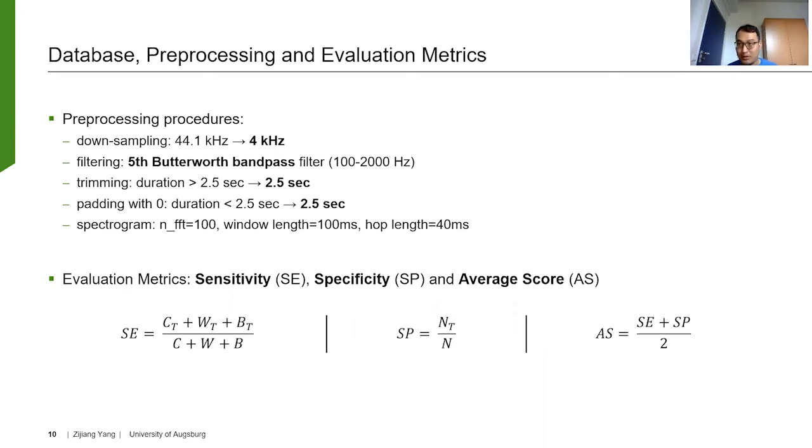The feature we used is the spectrogram. For the spectrogram extraction, the number of FFT points is set to 100, the window length is 100 milliseconds, and the hop length is 40 milliseconds.